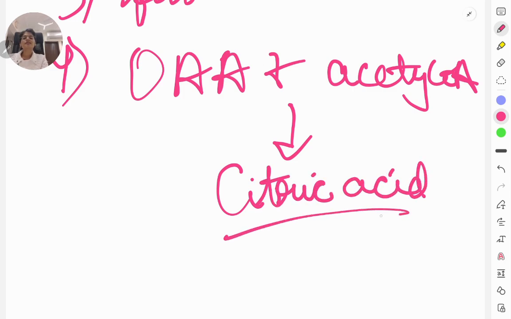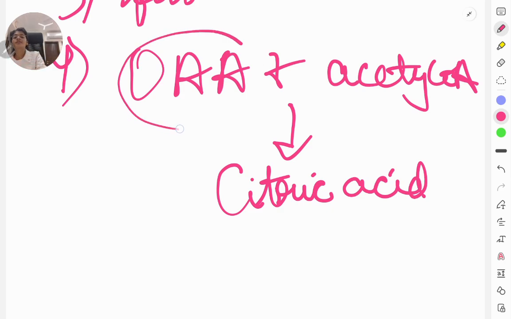And this is what we can say: the fat is burning in the fuel of carbohydrate, because oxaloacetic acid is a form of carbohydrate, and this is the cycle of citric acid. Clear?